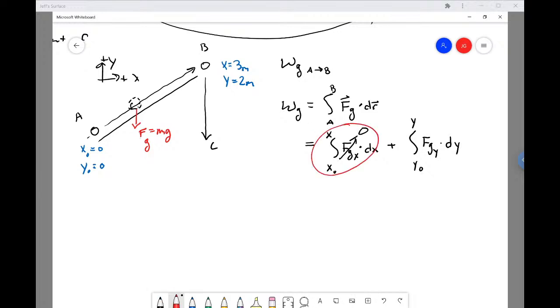So this whole term, this whole part is 0, it goes away. And the work done by gravity as you go from point A to point B is just the integral from y naught to y of the force of gravity dotted into dr, okay, and I should put the little vector notation in here.